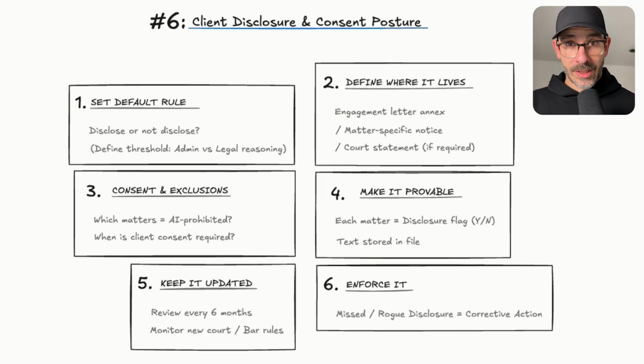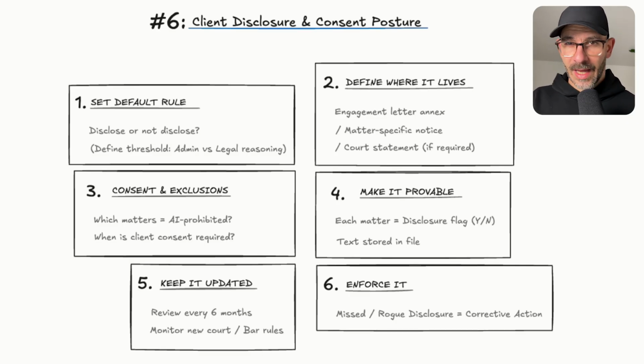And then we log where disclosure lives. Is it in the engagement letter, a matter-by-matter notice, a court statement only when required? Use one approved wording and not ad hoc emails. Define when consent is required. Which clients or matters are AI prohibited entirely? When must you get a sign-off from a client before using AI for any of their work?